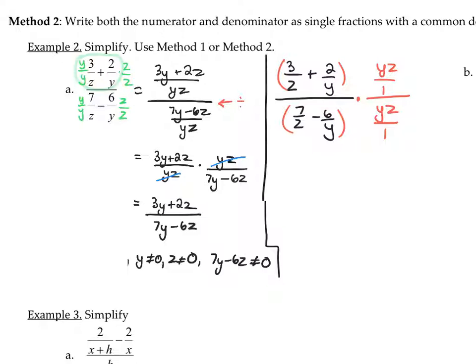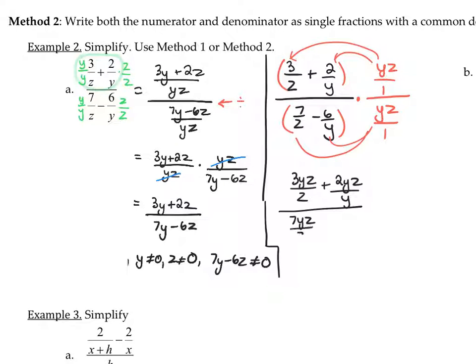I want you to pay attention to what happens though when I distribute. So now I'm going to distribute from the right, and I get 3yz over z plus 2yz over y all over 7yz over z subtract 6yz over y. Doesn't actually look much better right now until we realize that a bunch of things cancel. So the z's cancel in the top left term, the y's cancel in the top right term, z's cancel bottom left, y's cancel bottom right.